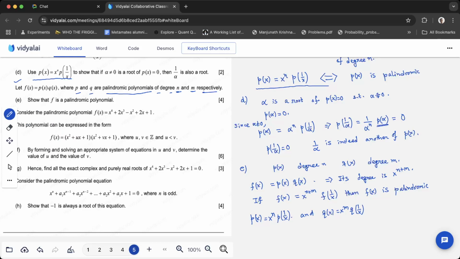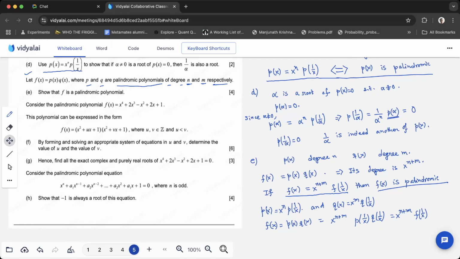So you can combine these two. You just multiply p of x into q of x, which will give me x to the power n plus m and p of 1 over x into q of 1 over x. And it's very easy to notice that the left-hand side is nothing but f of x, and the right-hand side is nothing but x to the n plus m into f of 1 over x. So that proves this proposition that f of x equals x to the n plus m f of 1 over x. So that is indeed proving f of x is palindromic. So here we had to use this proposition, if and only if, both ways. So this was an interesting proof.